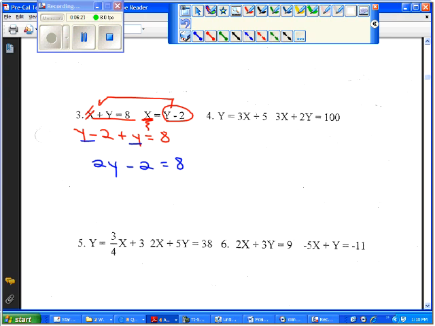And so now we're going to undo subtraction by addition. We get 2y equal 10. Undo multiplication by division, and we get y equal 5.